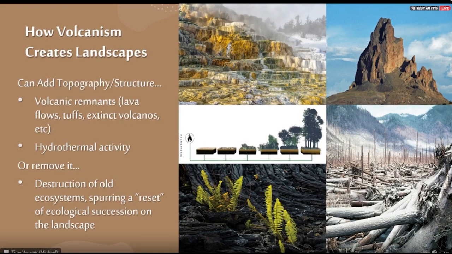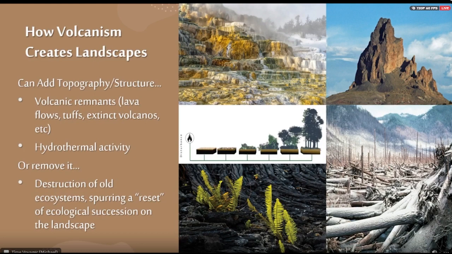And they do really interact with landscapes in major ways. They can add topography and structure via what they leave behind: volcanic flows and tuffs and extinct volcanoes and all of that on the landscape. But also things like hydrothermal activity. It is a route of deposition. You can see all of that flowstone there in Yellowstone.